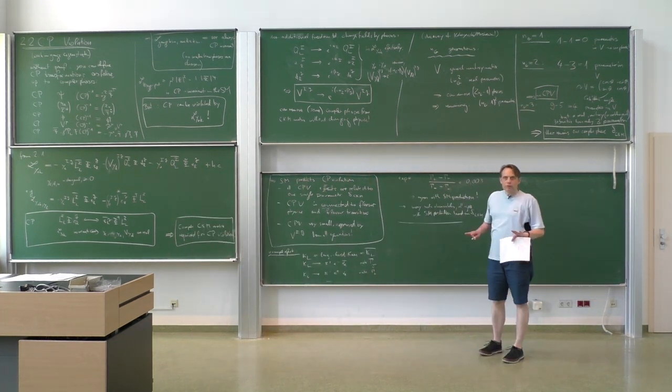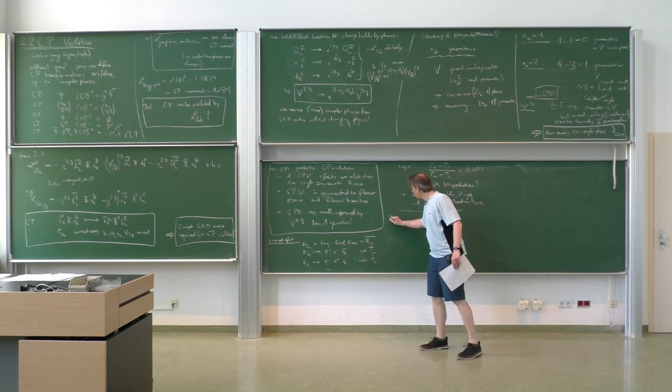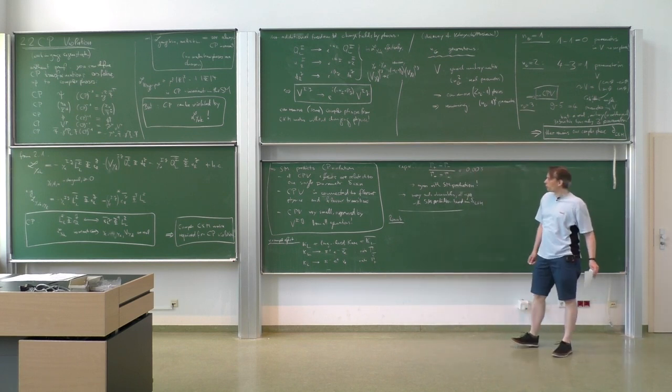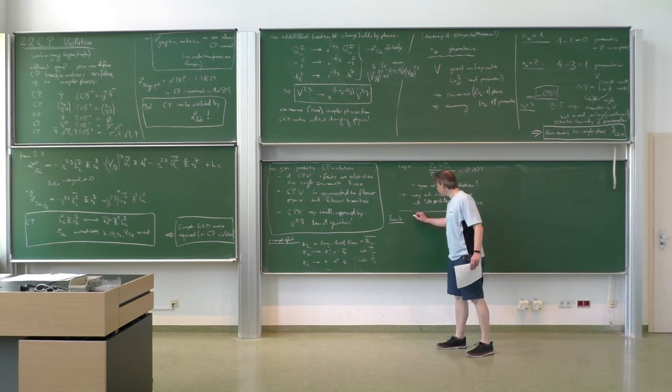Having said all that, let me give you a remark, which is a side topic. Namely, there could be a second source of CP violation in the standard model, which you cannot see in Feynman diagrams, but which is a non-perturbative effect.